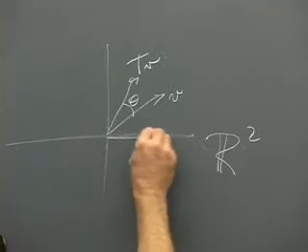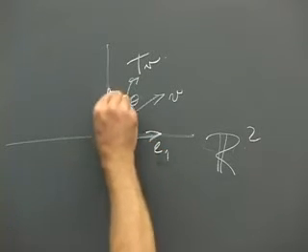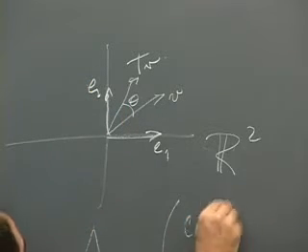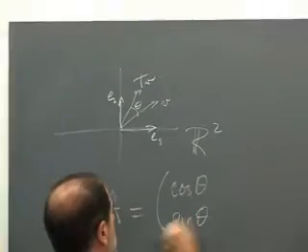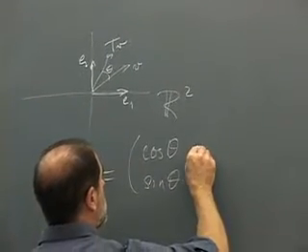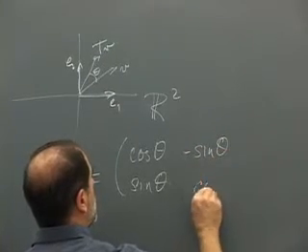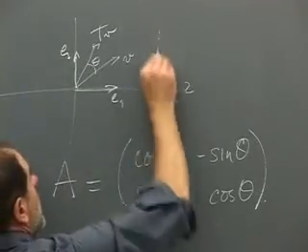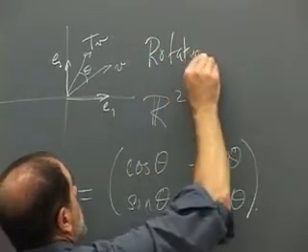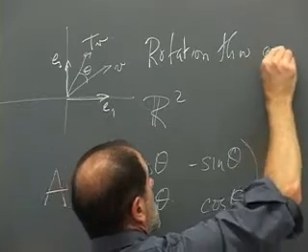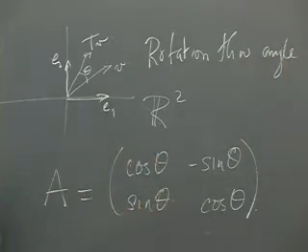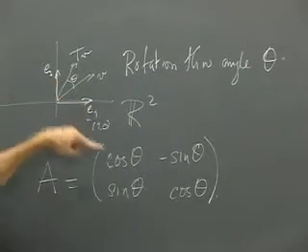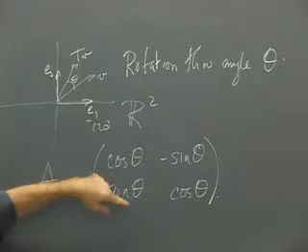And if you take its matrix with respect to the standard basis of R2, it's this matrix that looks like cosine theta, minus sine theta, sine theta, cosine theta. That's the matrix of this rotation through an angle of theta. See, it takes E1, the vector 1, 0, to the vector whose coordinates are cosine theta and sine theta. Right?